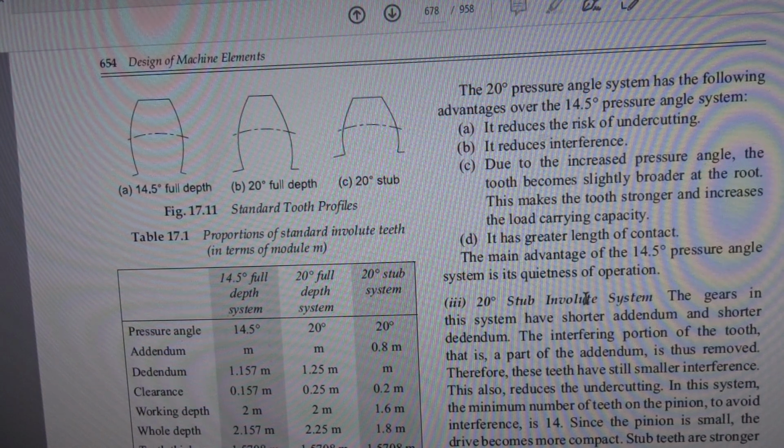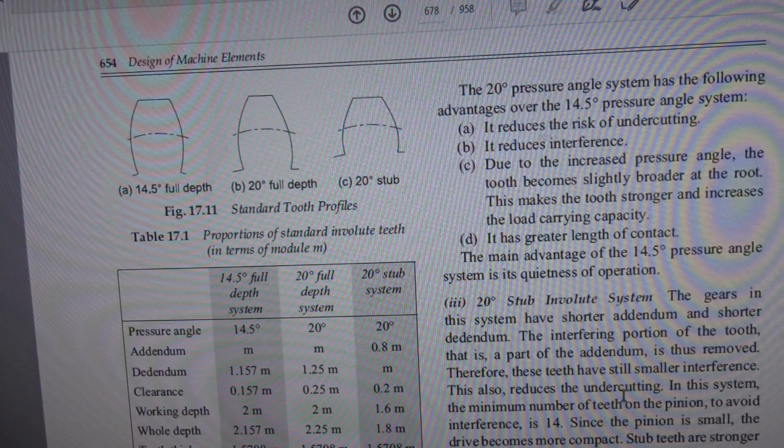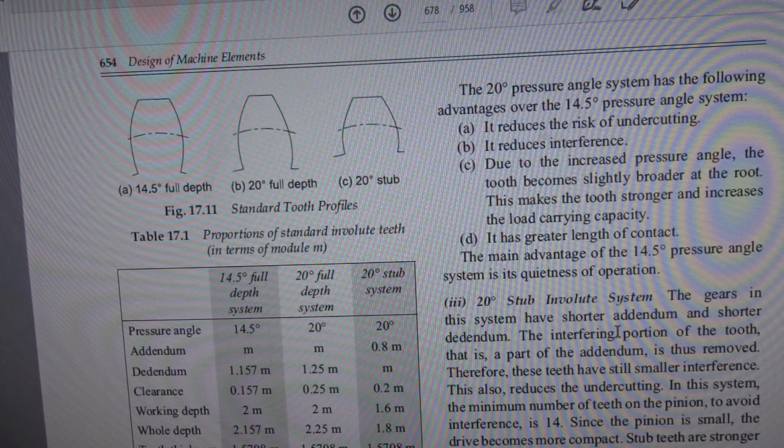For the 20-degree stub involute system, the gear in this system has shorter addendum and shorter dedendum. The interfering portion of the tooth, that is a part of the addendum, is then removed. Therefore, the teeth have still smaller interference. This also reduces the undercutting. So this is the advantage of the 20-degree stub tooth, where the interfering portions will be cut from the gears. So this is the advantage.